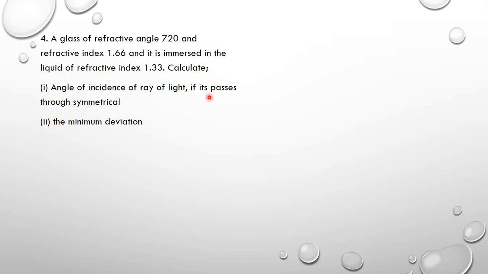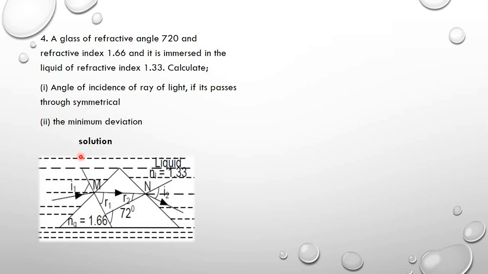Okay, so we want the angle of incidence and it's passing symmetrically. So if it's passing symmetrically, you know I1 is equal to I2 and it's equal to I, and R1 is equal to R2 is equal to R. This is the diagram, it is always good for you to draw that diagram because it helps you to interpret the question better. So now we have, this is 72, which is equal to this 72. First of all, we need to know that R is equal to A divided by 2, which will give us 36 degrees, since the refracting angle is 72 degrees.